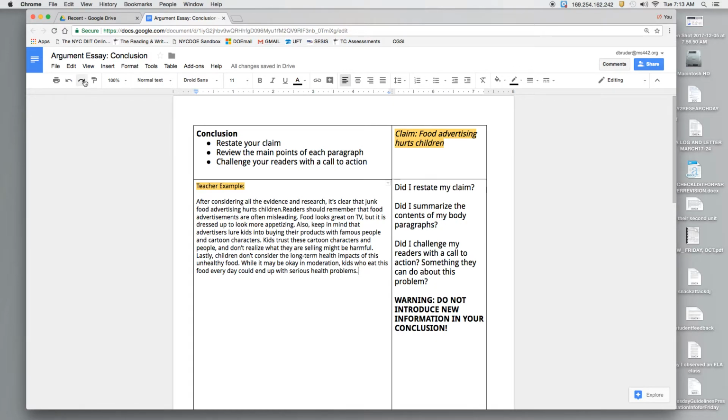Lastly, children don't consider the long-term health impacts of this unhealthy food. That's body paragraph 3. While it may be okay in moderation, kids who eat this food every day could end up with serious health problems. You'll notice that as I'm reviewing the main points of each paragraph, I use words like also and lastly as transition words to run through my reasons for my main points of my body paragraph.